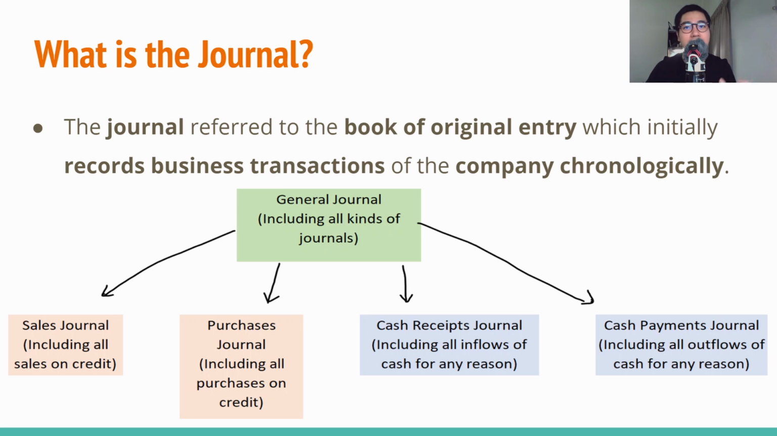Thirdly, the cash receipt journal will record all inflows of cash for any reason of a company, for instance, owner's investment, sales of goods on cash, and receivable revenue, etc. Finally, the cash payments journal will record all outflows of cash for any reason of a company, for instance, paying salary for employees, paying inventories, and paying the rental fee, etc.